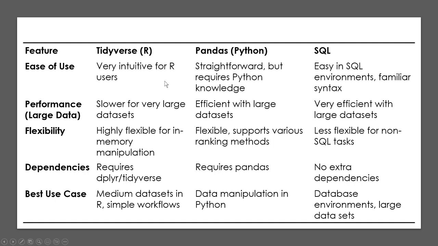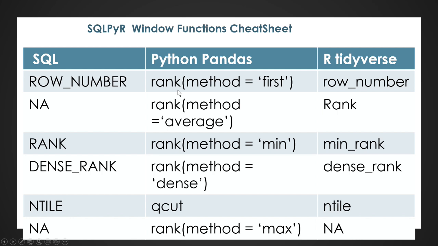Throughout this series, I'm going to maintain a cheat sheet and update it as we go. I've got the ranking functions on here already. You can take a glance at this real quick. These are the ones I'm going to compare. If it says NA, it's not available in that language. So we have row number, rank, dense rank, ntile in SQL and their equivalents in pandas and the tidyverse.